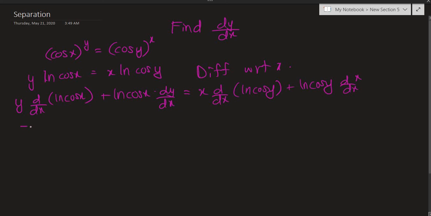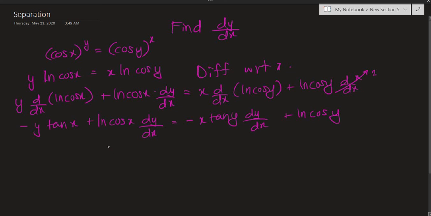So you have negative y times the tangent of x plus the natural log of cosine of x multiplied with dy over dx is equal to, we have a negative x times, this is going to be a tangent of y, but don't forget the dy over dx of implicit differentiation. This is going to be 1 plus the natural log of cosine of y.